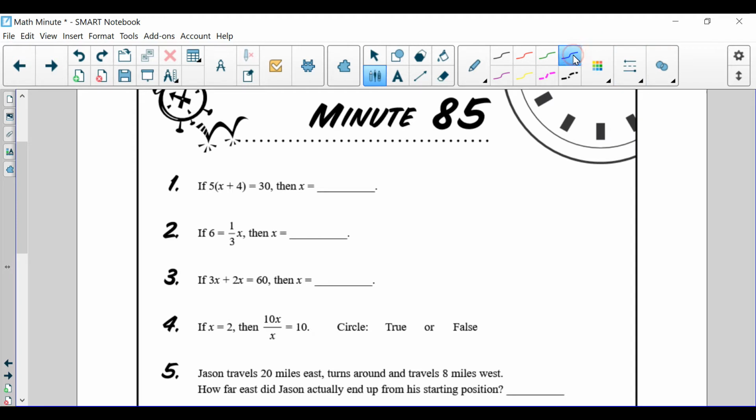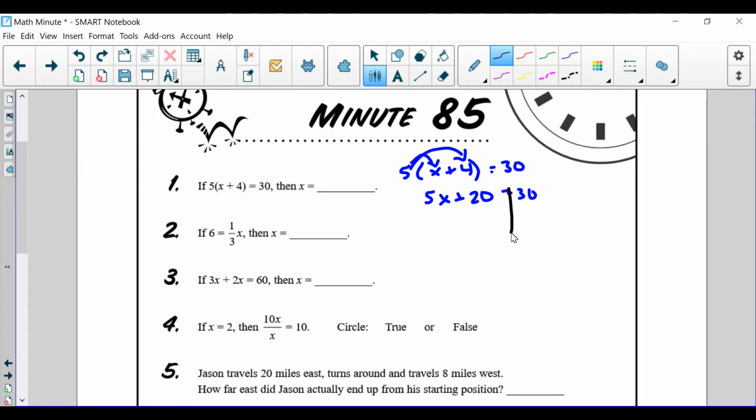Alright everybody, welcome back. Let's go ahead and go over number 1. We're solving for x in this case, so we've got 5x plus 4 is equal to 30. Keep in mind, we want to use that distributive property, go 1 by 1: 5 times x, 5x, 5 times 4, 20, is equal to 30. I'm going to draw that line.